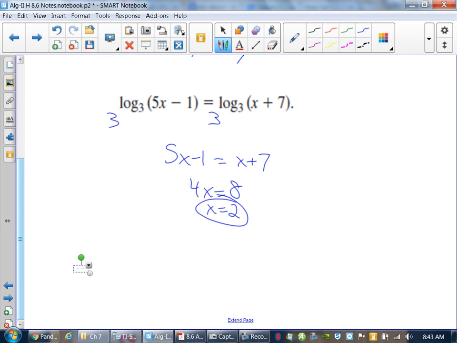Once again, if you want to double check that, go back to the original. What's 5 times 2? 10 minus 1. Log base 3 of 9, does that equal log base 3 of 9? Maybe. Hallelujah. Have some more fun. Yeah, they both equal 2. Okay? That's what you're looking at.